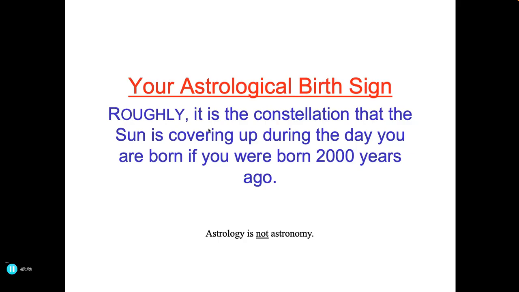Except there's a few problems here, right? Because astrology was invented over 2,000 years ago, it's 2,000 years out of date. And things have shifted a little bit over the last 2,000 years. So that's one of the problems. Why is that a problem? We'll see that in a second.